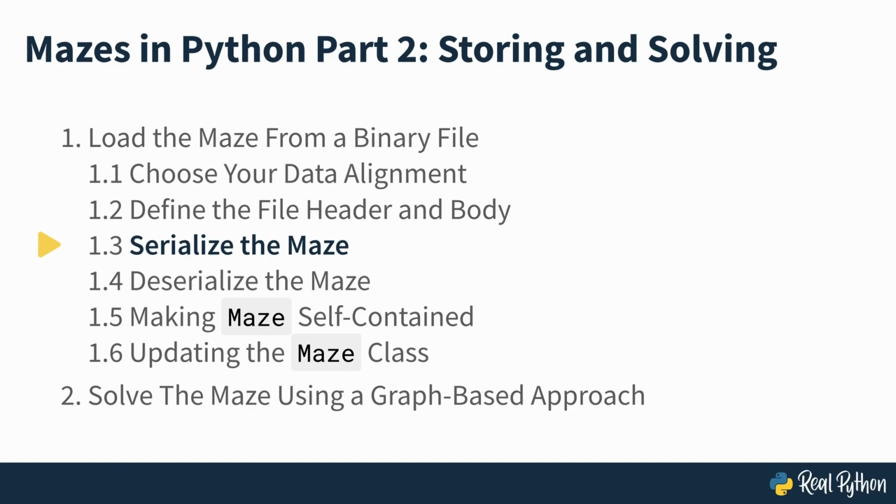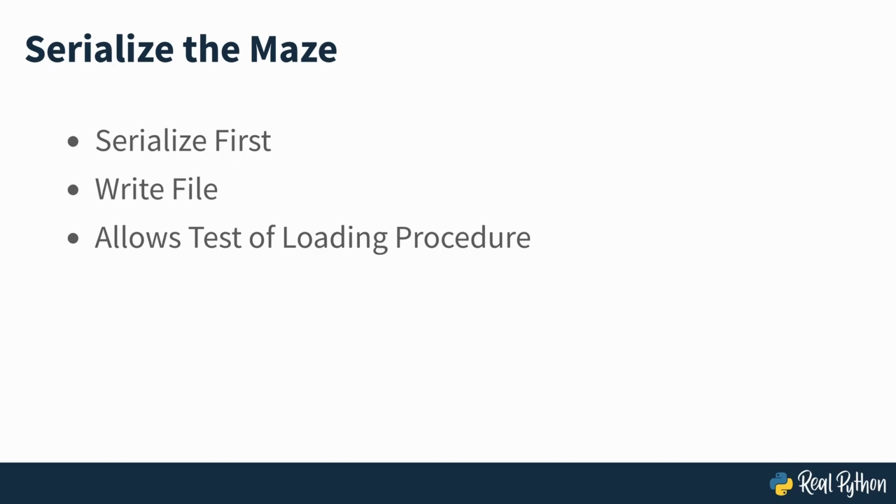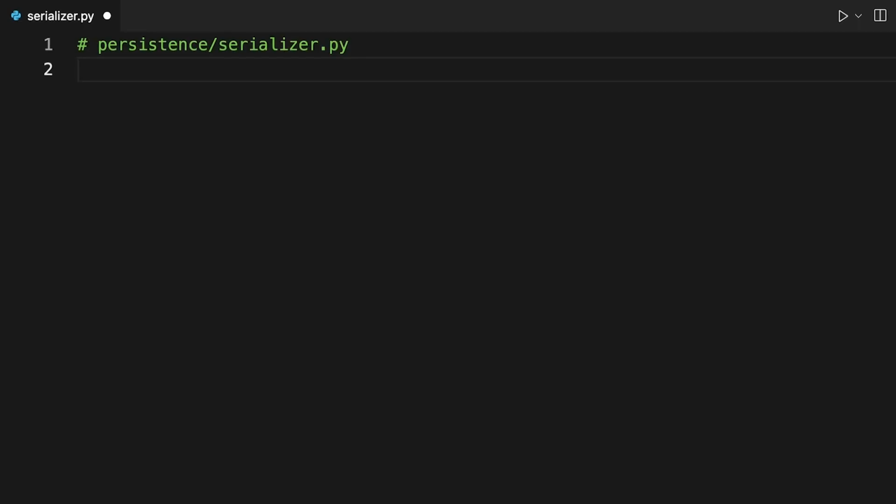Serialize the maze. Unless you already have some data to work with, you're better off implementing the serialization code first, which will eventually write a file that you can later use to test the loading procedure. Open the Serializer module and type the code seen on screen. First, the needed imports are performed.